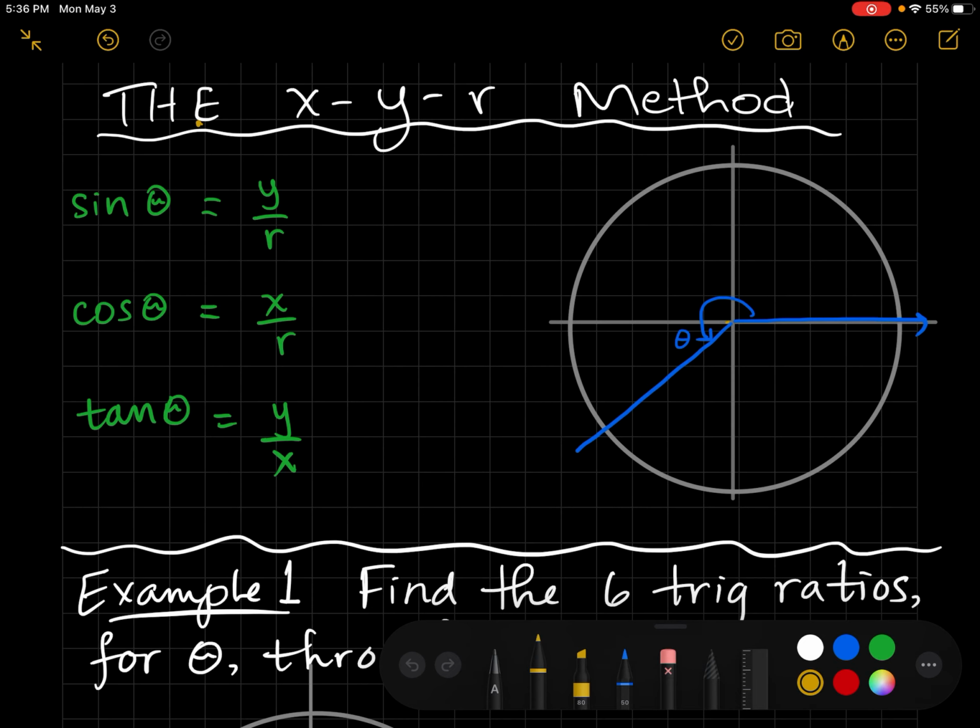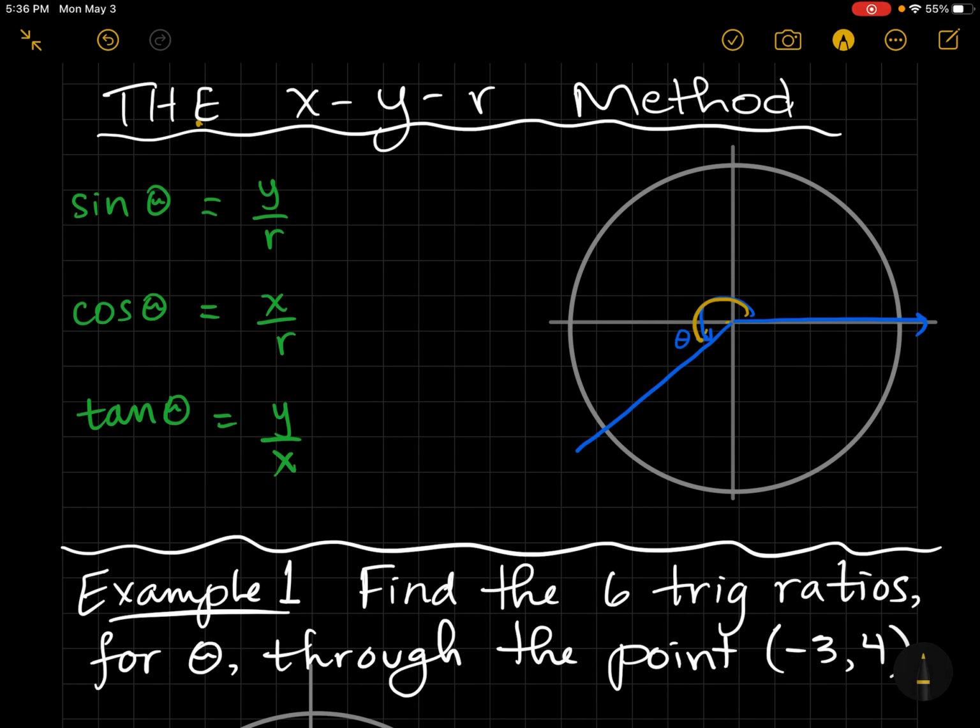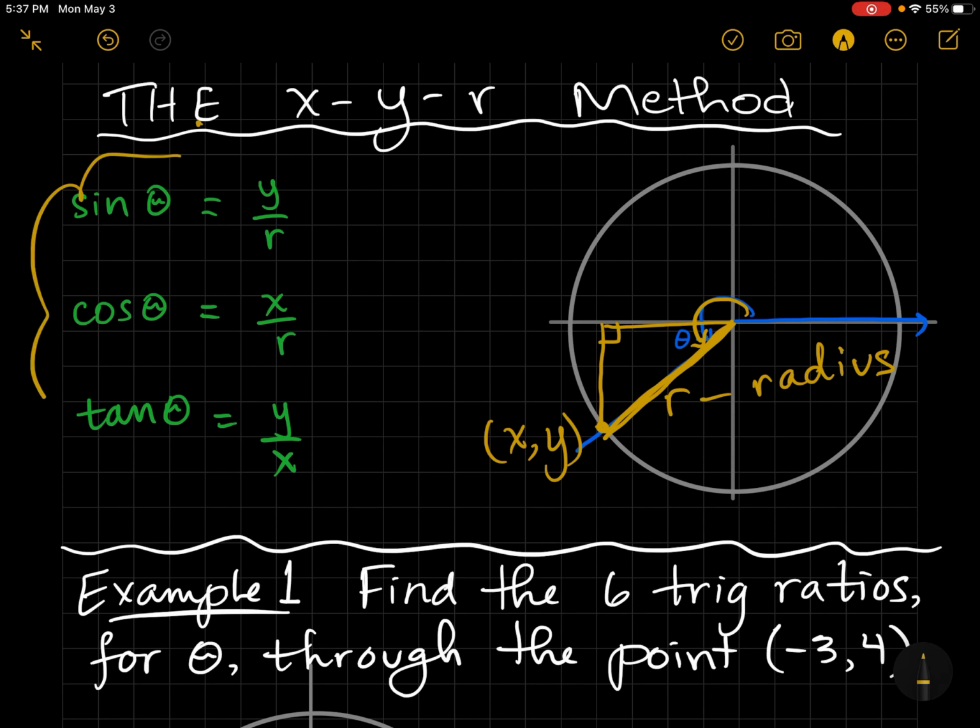Today we will learn the XYR method for evaluating trig ratios. If we have theta, an angle sketched in standard position, then the point where the terminal side intersects the circle, if we go back x, down y, gives our x and y coordinates. And r would simply be the radius of the circle. Notice that the radius of the circle is the hypotenuse of that triangle.